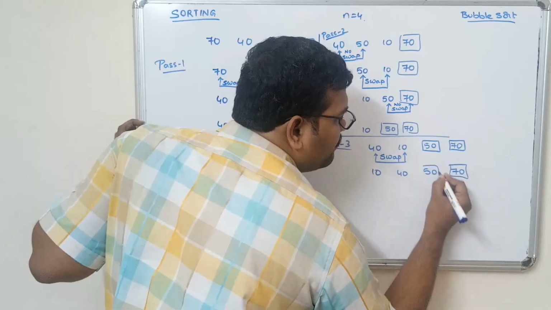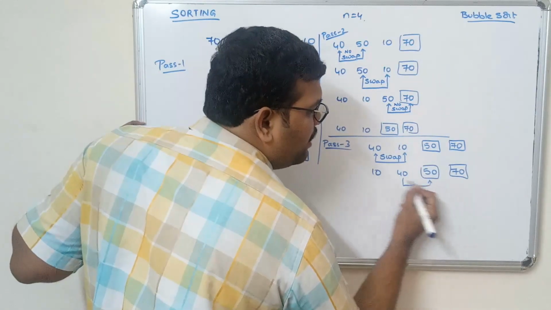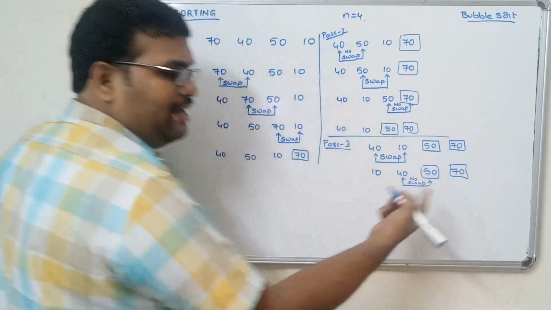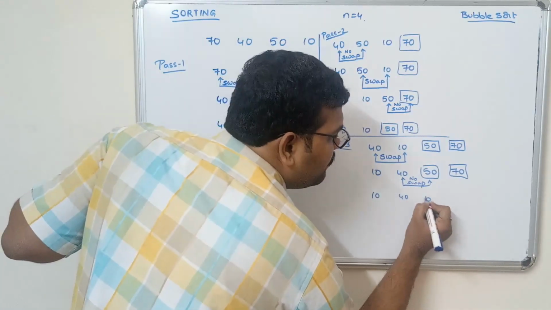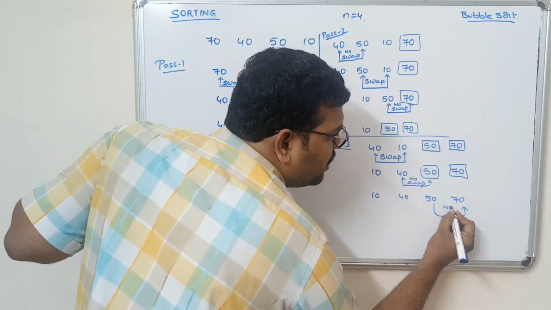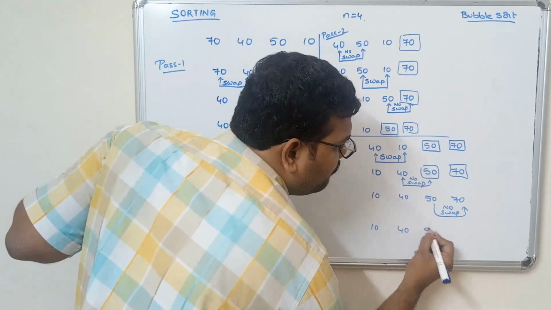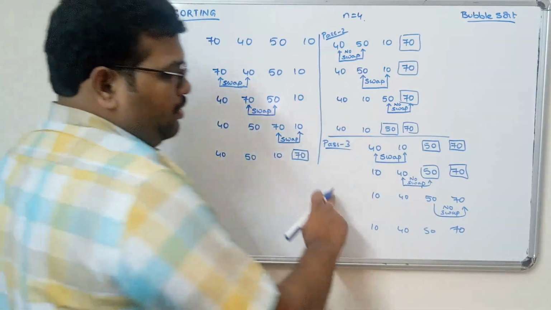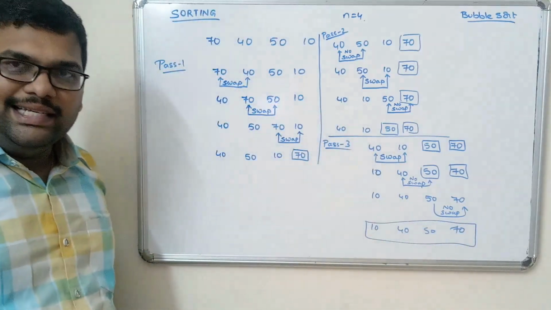These are fixed. Again now 40 will be compared with 50. No swap, because 40 is less than 50. So 10, 40, 50 and 70. Again 50 is compared with 70. Again no swap. So the resultant will be 10, 40, 50 and 70. So we got the final sorted list.